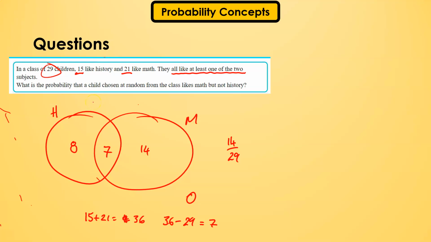So if it was a test to say whether they were mutually exclusive, the number of people who like history plus the number of people who like maths should have added up to 29.